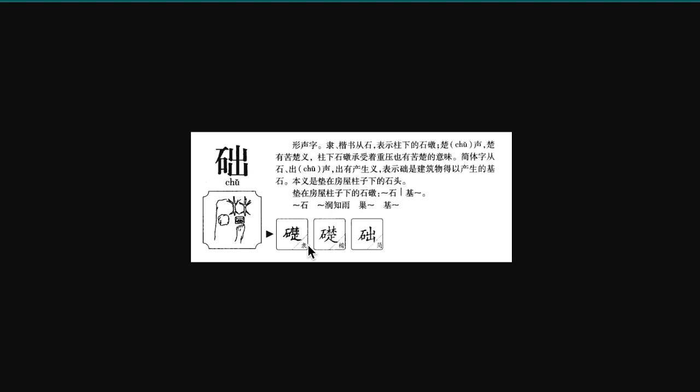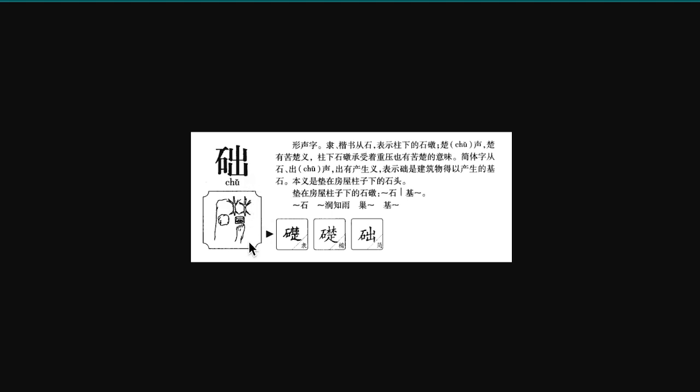Because you can see those stone bases have to bear an unbelievable amount of pressure, and forever, basically, right? If it were a person, that would be a terrible thing. So that's why they use this character to refer to that kind of role.